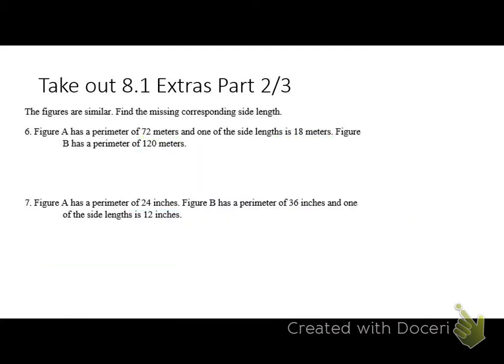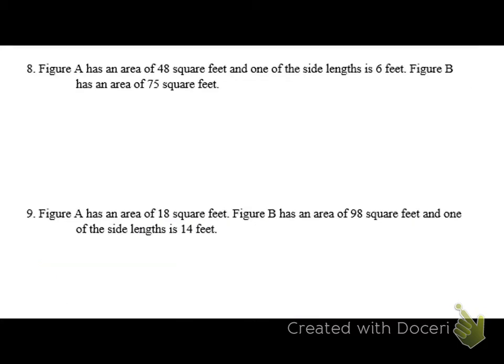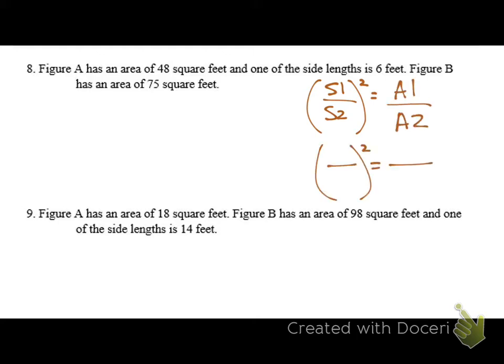All right, and then we're going to do area. It is the same formula, except for what changes? Sides are squared. So we fill it in the same. Do we know a side from the first figure? Yes, 6. Do we know the area from the first figure? 48. And it equals a side from the second. Do we know the side from the second? No. And then the area from the second?